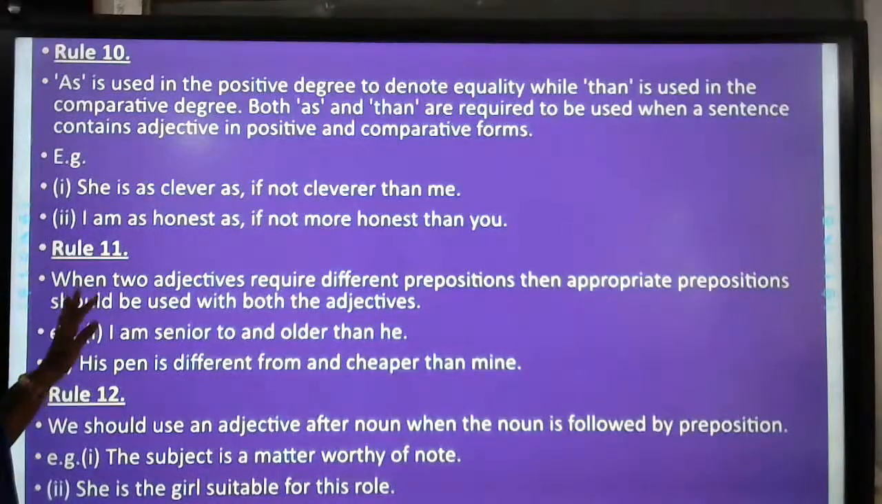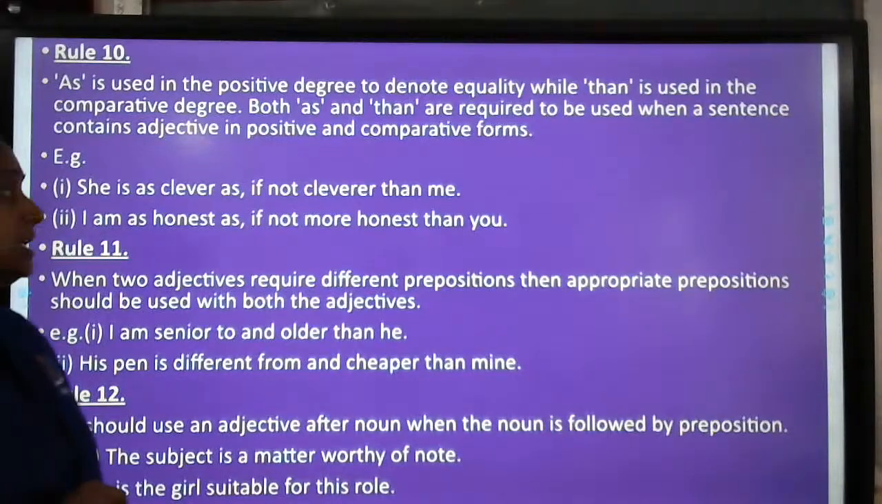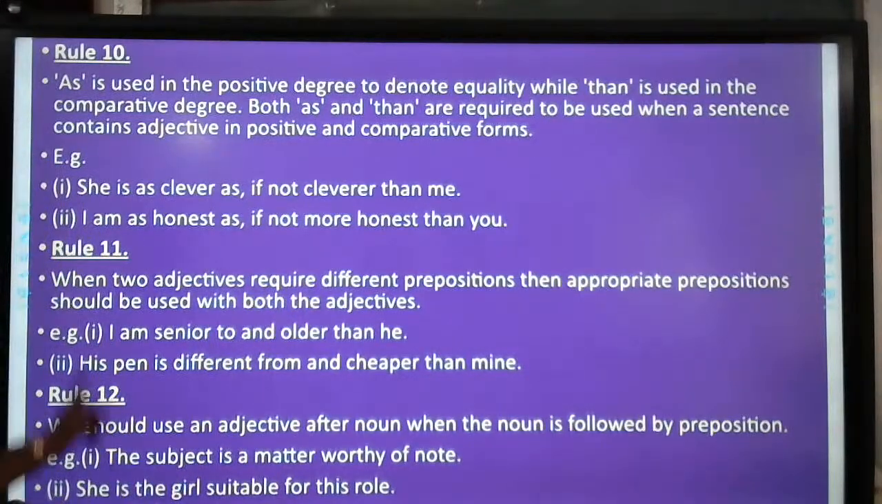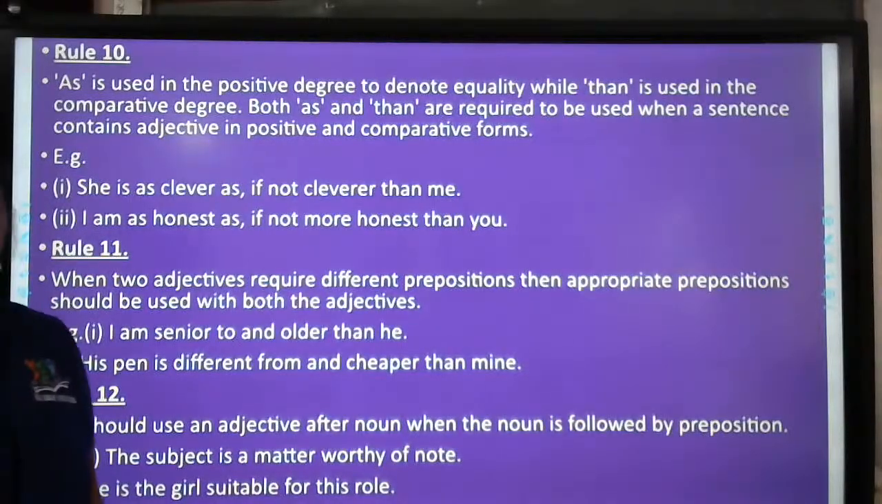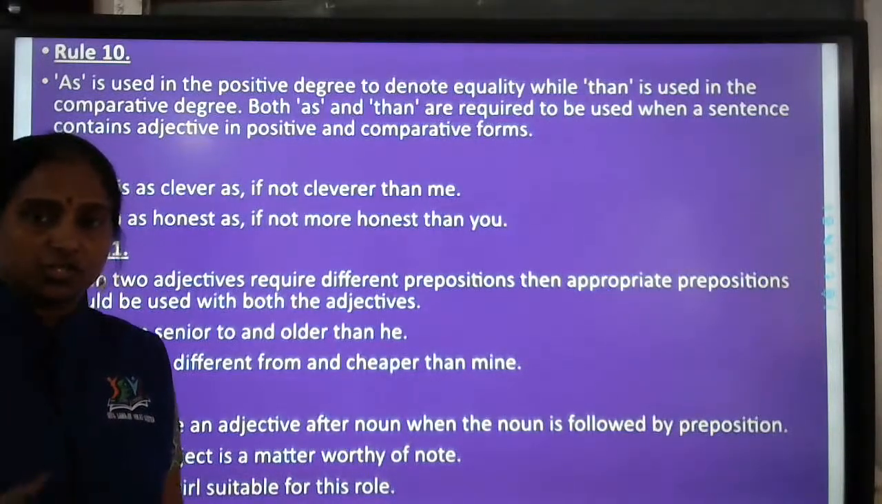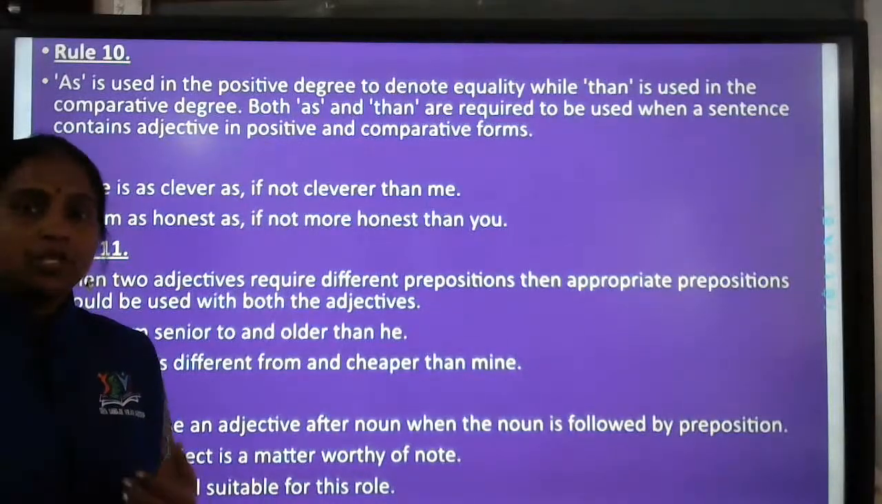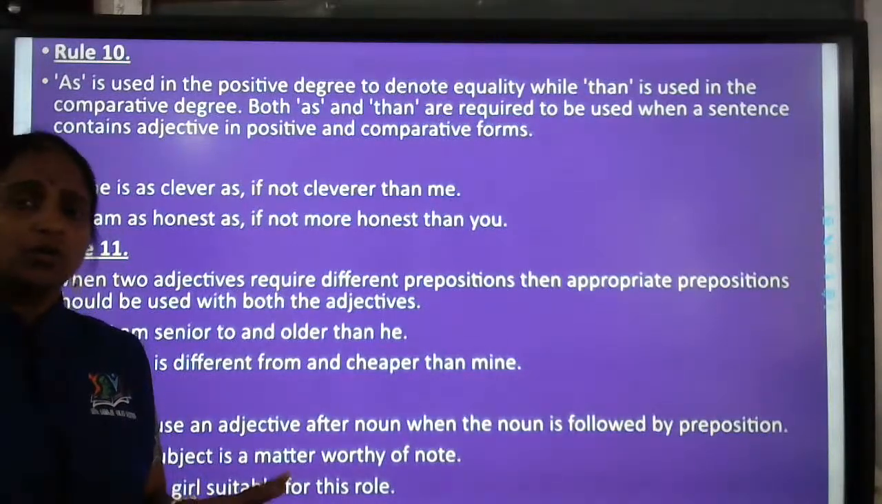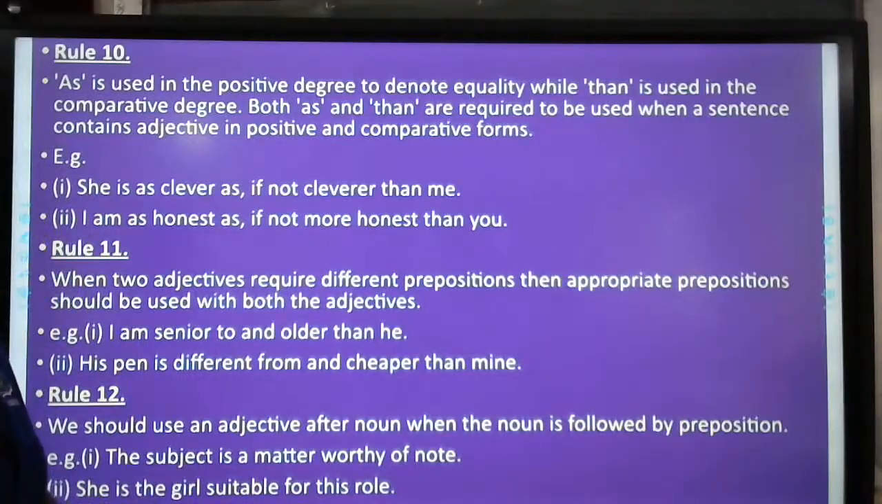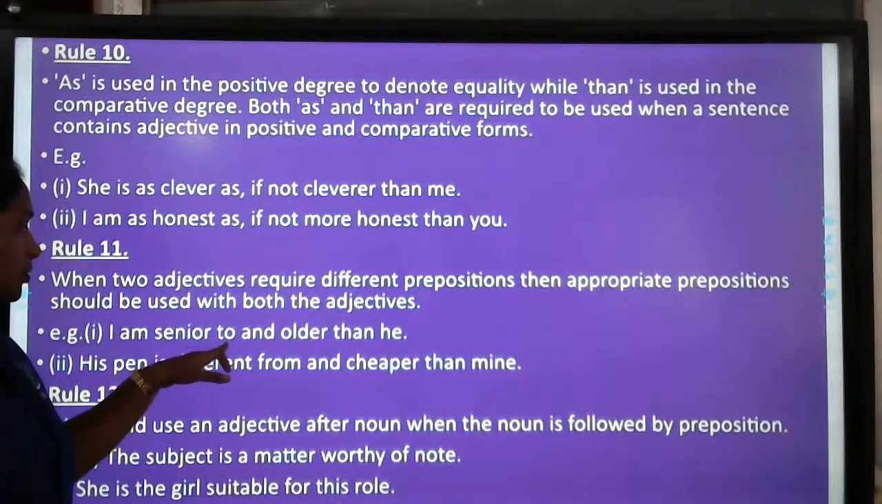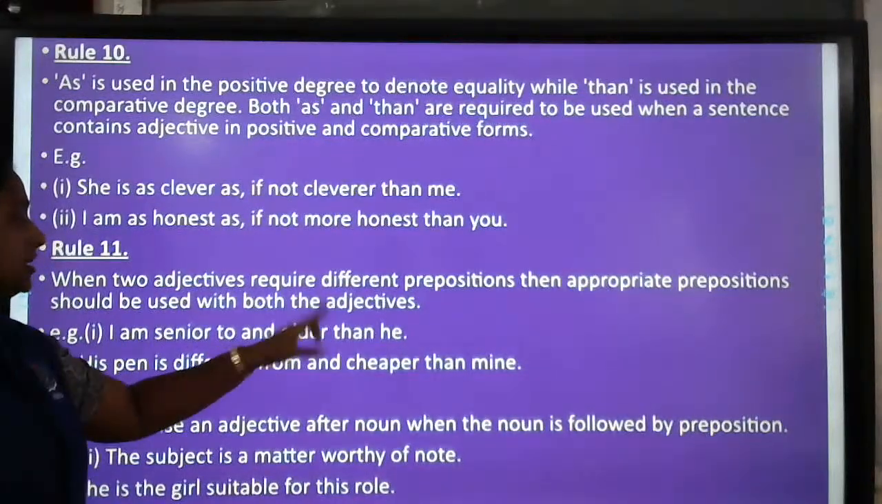Then, rule 11. When two adjectives require different prepositions, then the appropriate preposition should be used with both adjectives. Preposition. What do you mean by preposition? Which prepositions do you know? In, on, into, over, above, under. All these are prepositions, which we use to relate one word to another or one part of a sentence with another. Okay, so here: I am senior to and older than him.